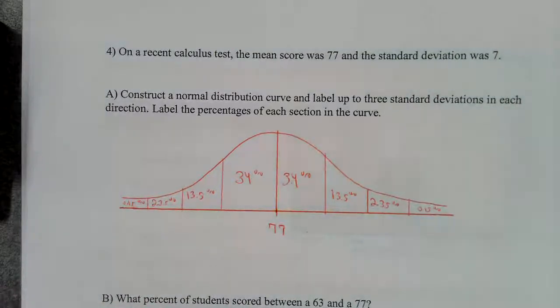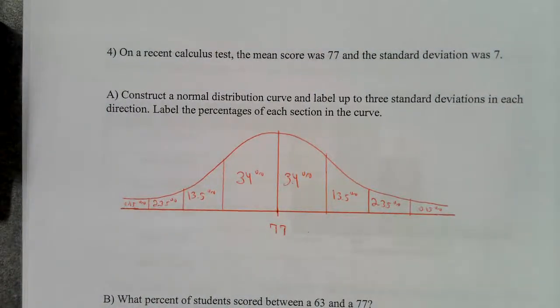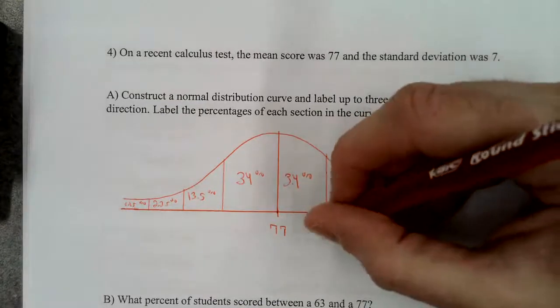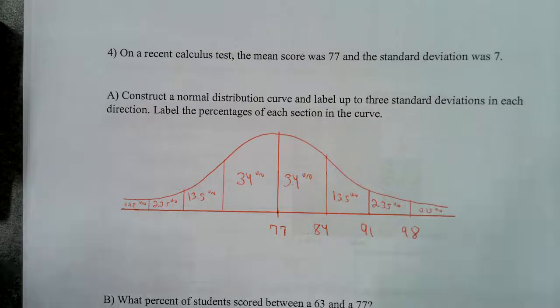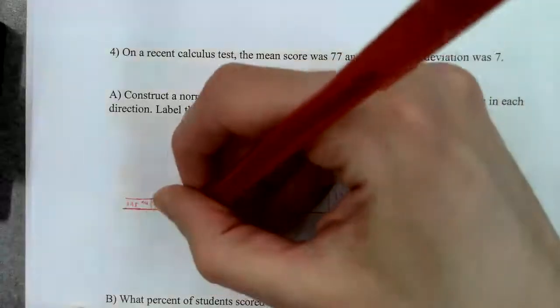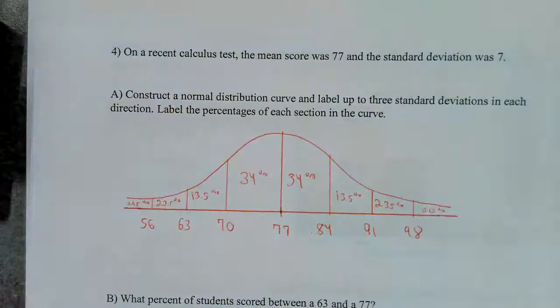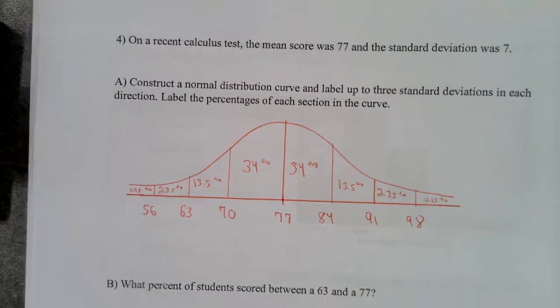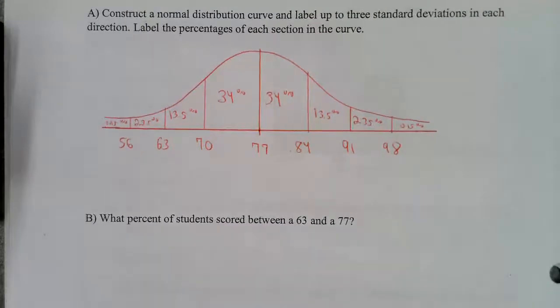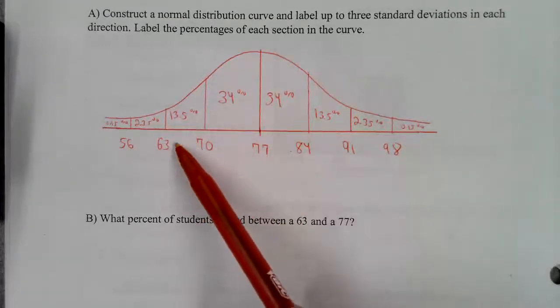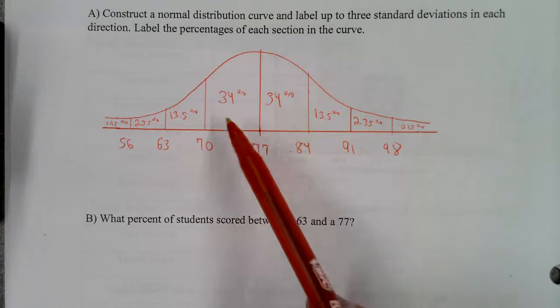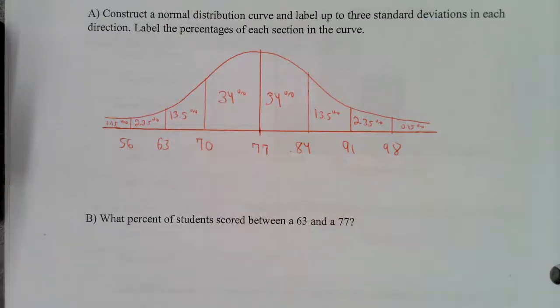And now let's label the horizontal axis. The standard deviation is 7, so plus 7, plus 7, plus 7, and minus 7, minus 7, minus 7. That's part A. Part B, what percent of students scored between a 63 and a 77? So it's going to be these two added together. See, 63 and 77. Add up these two and you get 47.5%.